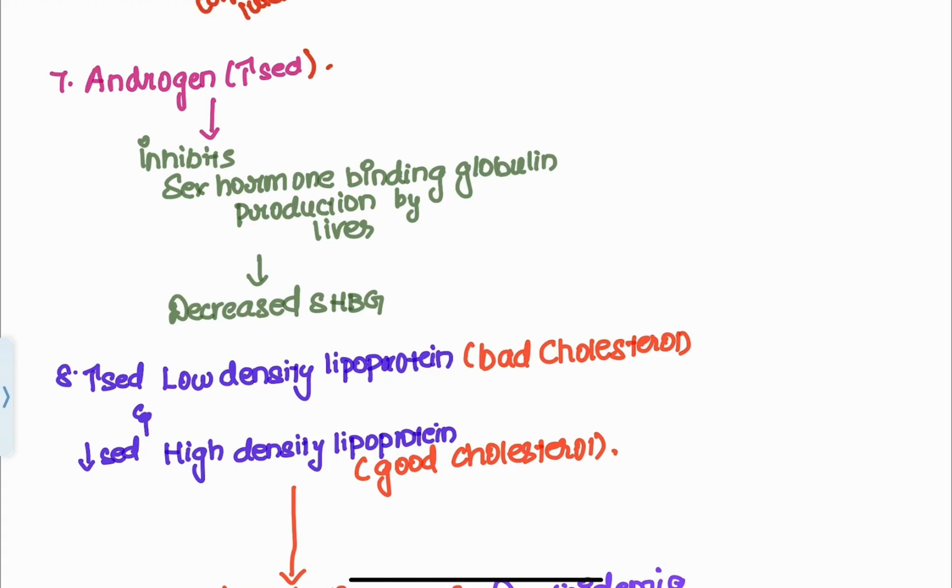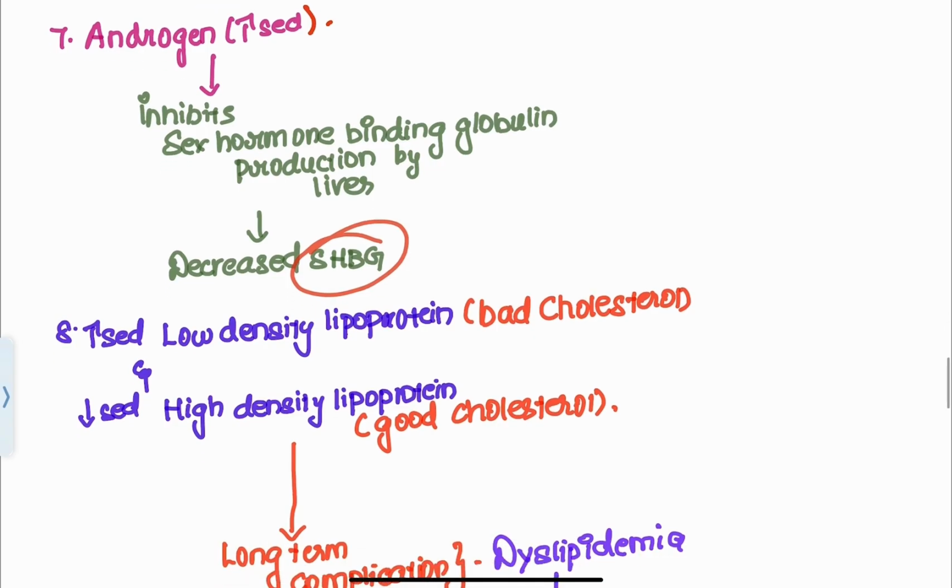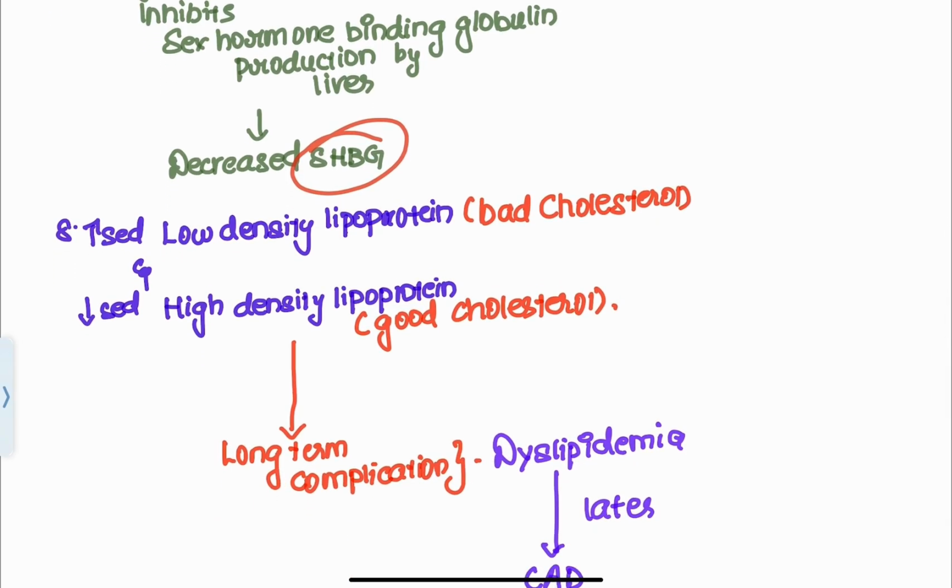So what about the androgens? I told you androgens are increased. So now we say that the increased amount of androgen is going to inhibit sex hormone binding globulin production by the liver. Therefore, the sex hormone binding globulin is going to be decreased in patients of PCOS, because in patients of PCOS androgen levels are increased. So sex hormone binding globulin is decreased in patients of PCOS.